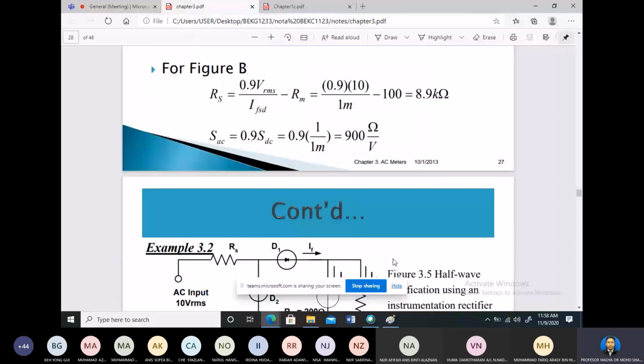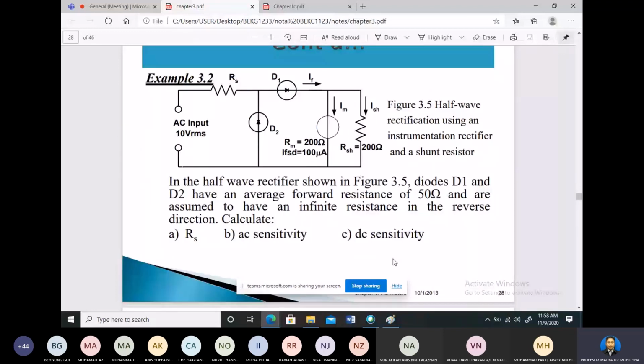Okay, so you can go for the example. Example 3.2, using the half wave rectifier. Diodes D1 and D2 have an average forward resistance of 50 ohm, and assume infinite resistance in the reverse direction.